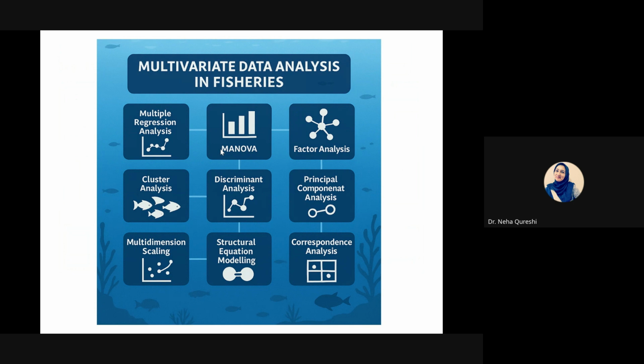MANOVA again gives you a scope wherein you have multiple dependent variables, because in ANOVA you will use a single dependent variable. So MANOVA is, like I told you, a multivariate ANOVA, wherein you have two dependent variables or two outcomes of a particular model. Then coming to the data reduction techniques, wherein you have cluster analysis, discriminant analysis, principal component analysis, then multidimensional scaling, and correspondence analysis as well.